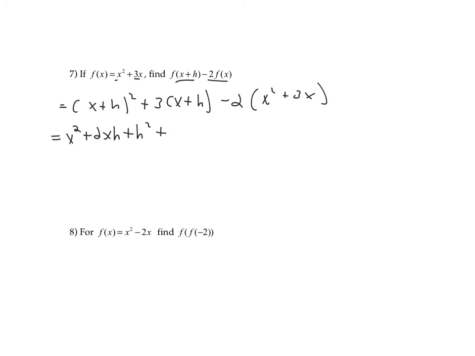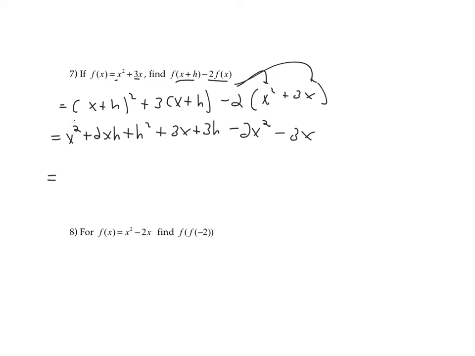Alright, x plus h quantity squared gives us x squared plus 2xh plus h squared. 3 times the quantity of x plus h gives us 3x plus 3h. And then we have to distribute that negative, so we have to subtract 2x squared, and then take negative 2 times positive 3x, so you get negative 6x.